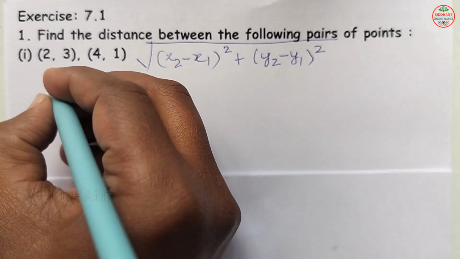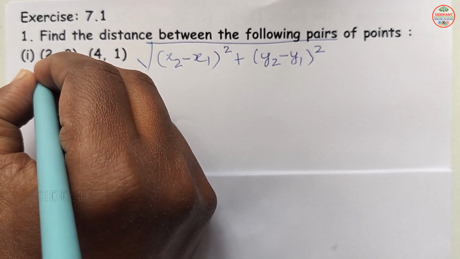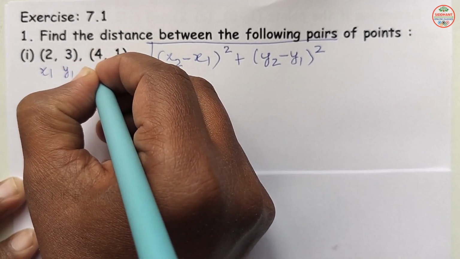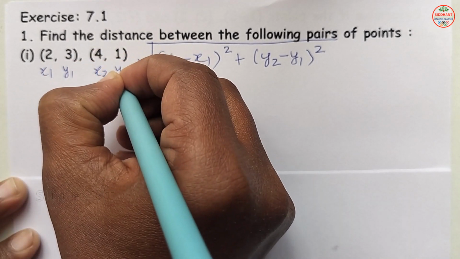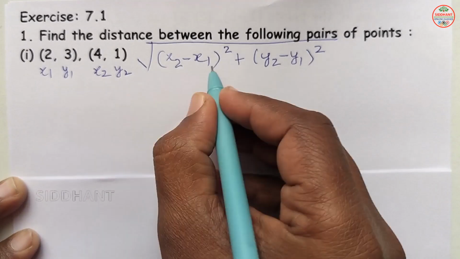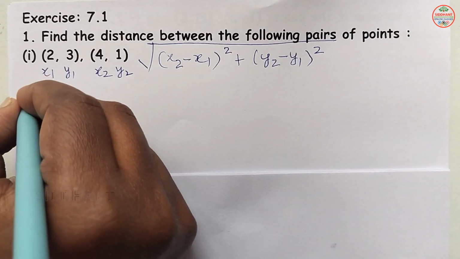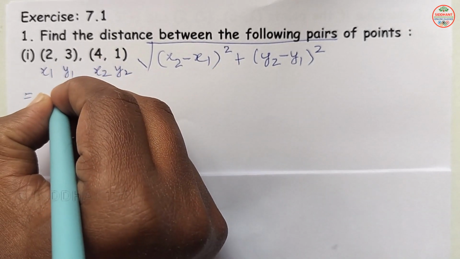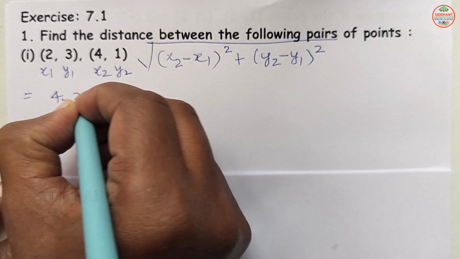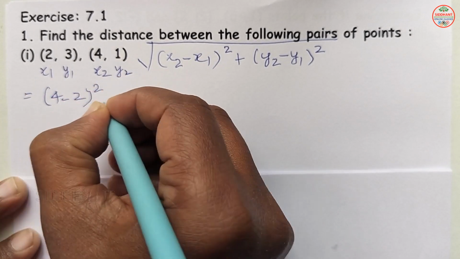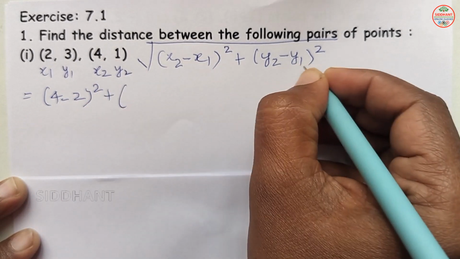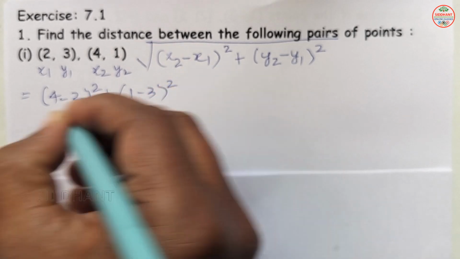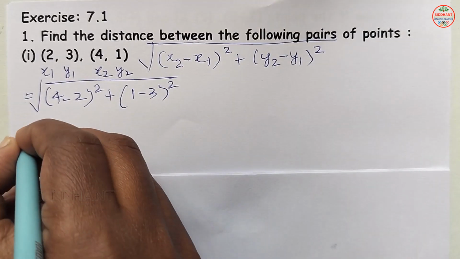So now we have the points here. Let this be x1, this is y1, this is x2, this is y2. When you input the data in this formula, we get x2 minus x1, which is 4 minus 2, whole square, plus y2 minus y1, 1 minus 3, whole square, all under the square root.